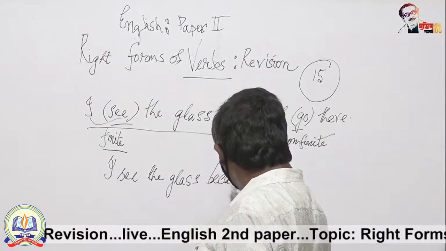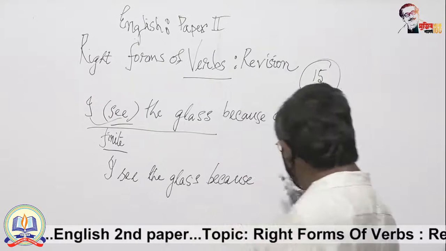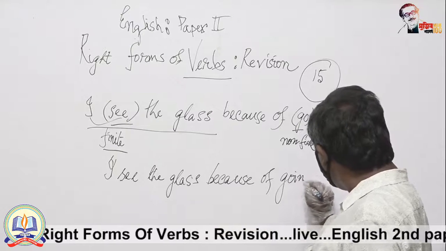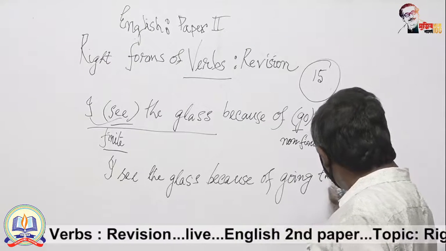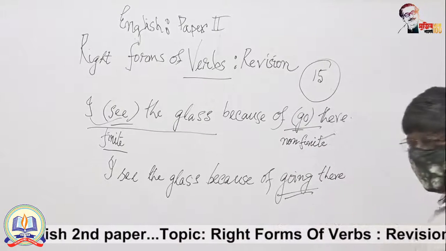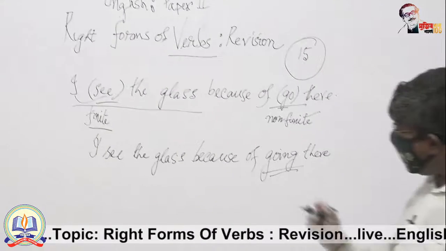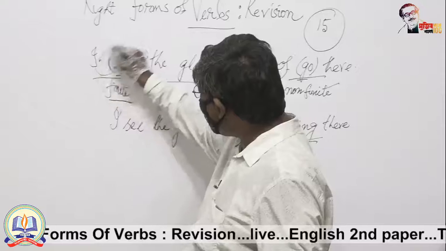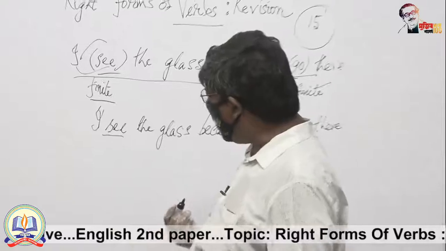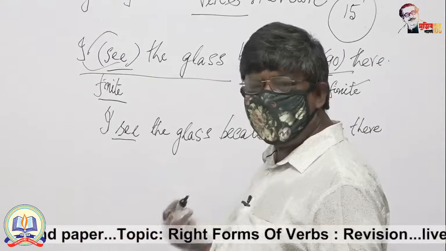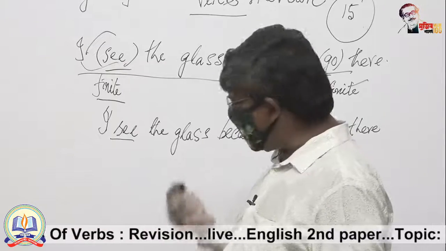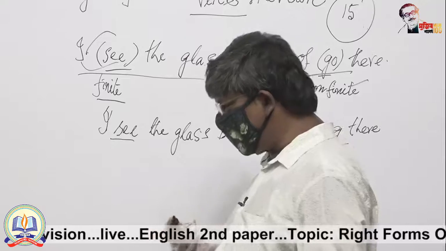Because of going there. We have made this verb go present participle to determine its right form, and at the same time, as she has a subject, we have expressed the verb see in the finite form, and since there is no adverbial of time in the sentence or clause, we have expressed it in the present form.